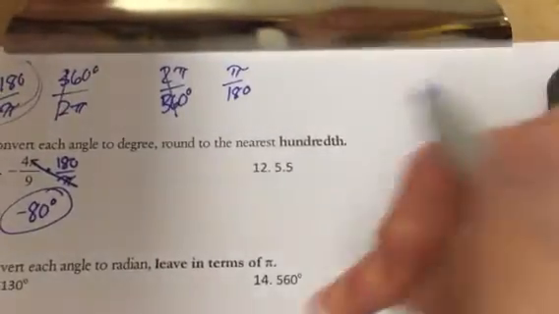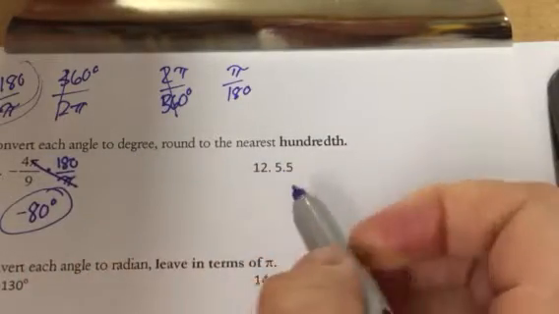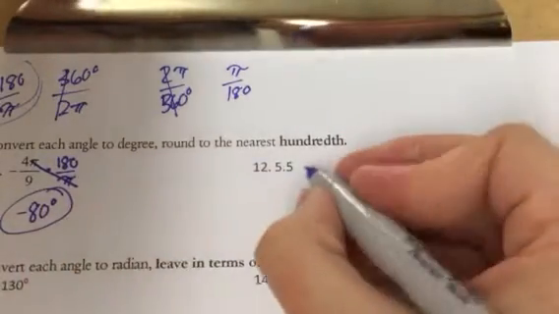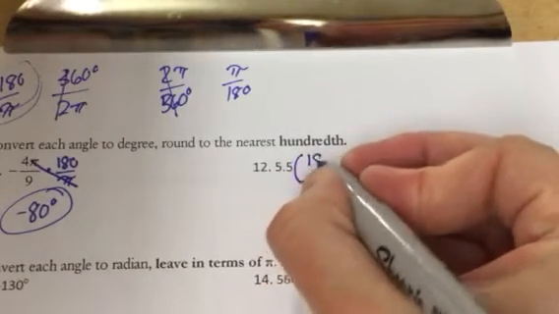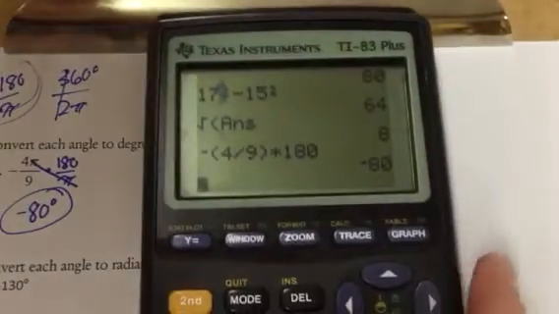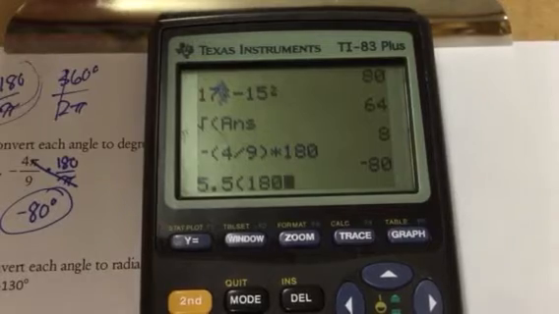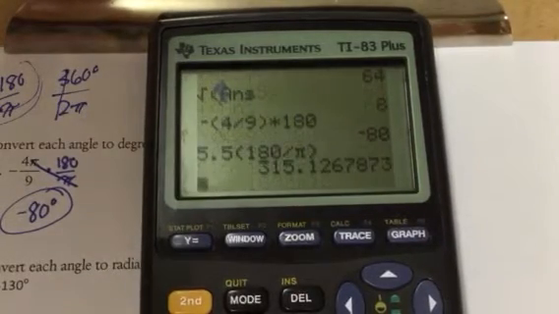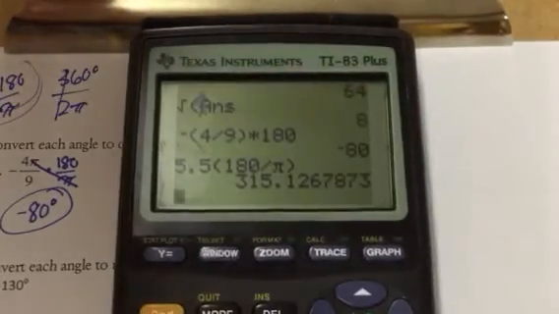Okay, number 12, there isn't a pi in the answer, but we're converting to degrees, so this must be in radians. So I'm going to use that same ratio, 180 over pi. So I'm going to take 5.5 times 180 over pi. This time the whole thing's going to go in the calculator. 5.5 times 180 divided by pi, and we get 315 point stuff degrees, round to the nearest hundredth.